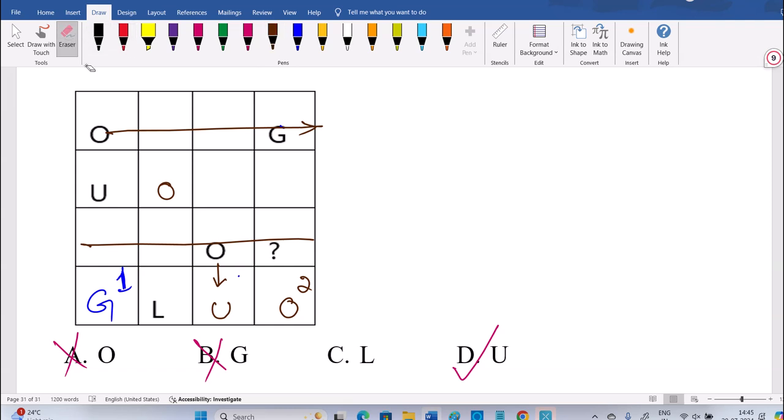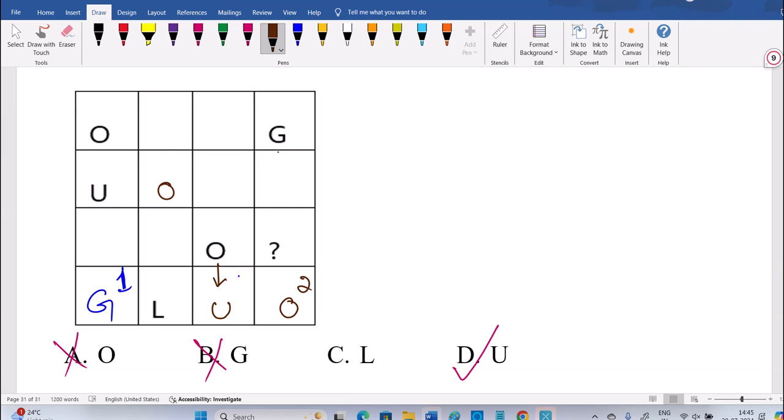Next, if you see that second row, now two more are to be filled. Here G is already there. I should put G here only. When G is occupied here, this should be U. When U is occupied here, this should be L. Sorry, U is already there. This should be L and this should be U. Right, so that's why the option is this.